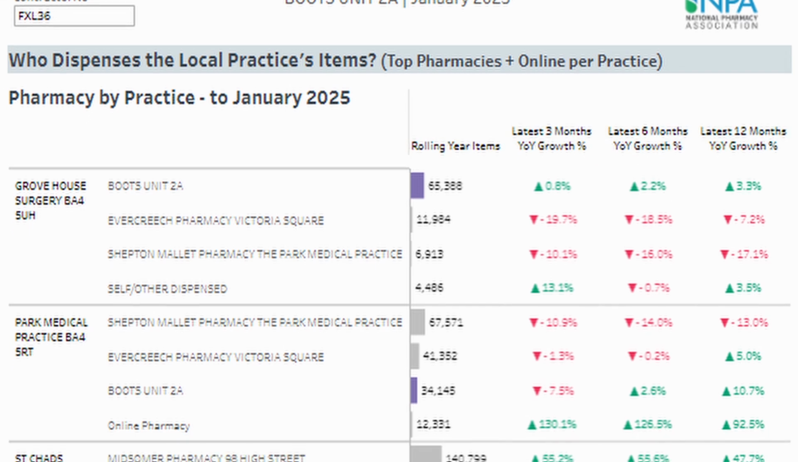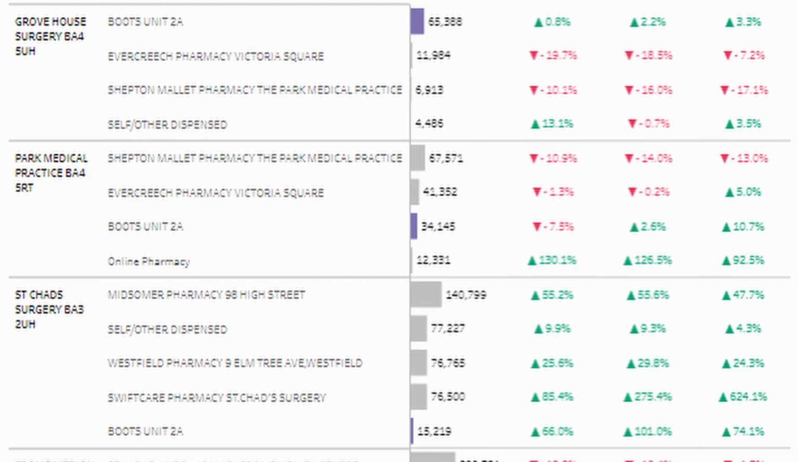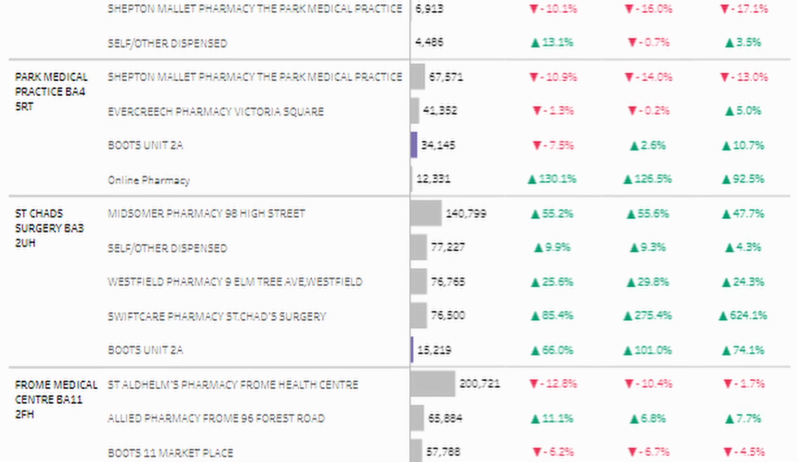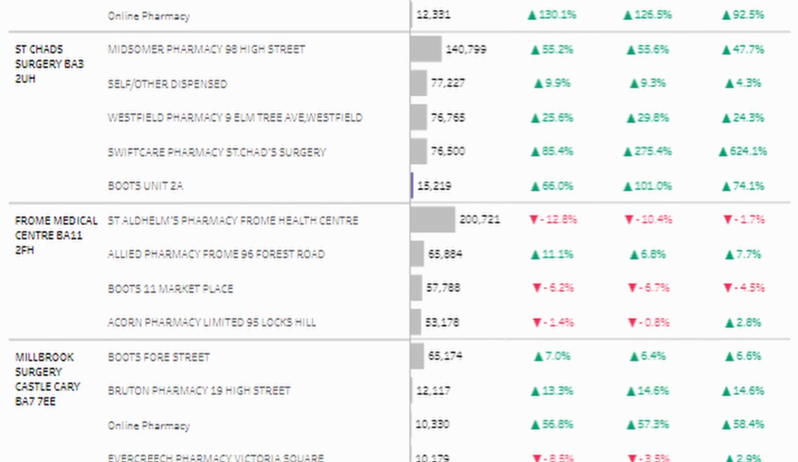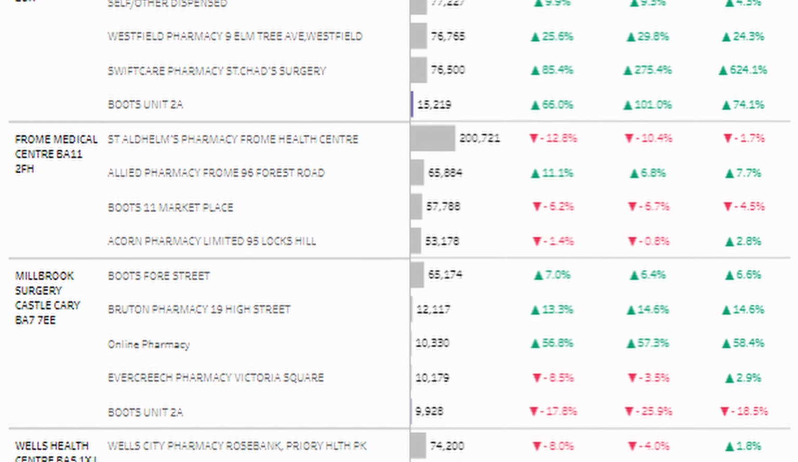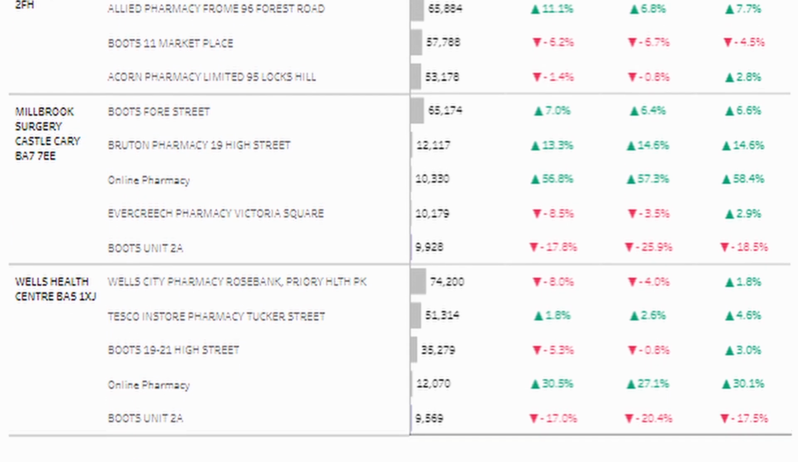This lets you see whether other pharmacies are increasing their share of prescriptions from your key practices, and if so, by how much. If you notice competitors gaining ground from one of your core practices, that could signal a need to re-engage or strengthen that relationship.